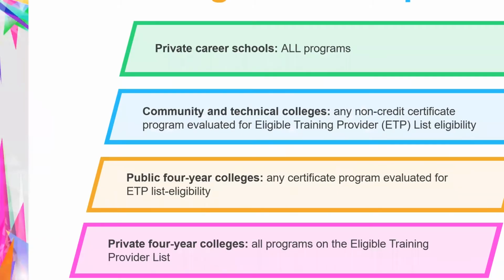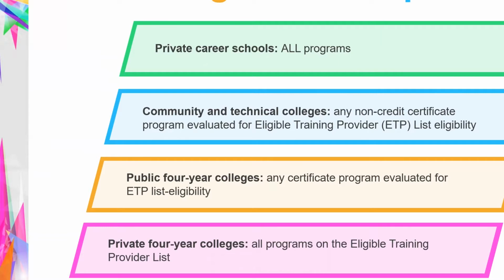Okay, so what programs to report on? There's different requirements for different types of schools. Some of our other types of schools that aren't private career schools, we get a lot of their data from other data sources other than them directly reporting it to us. So for private career schools, you have to report all of your programs to us.